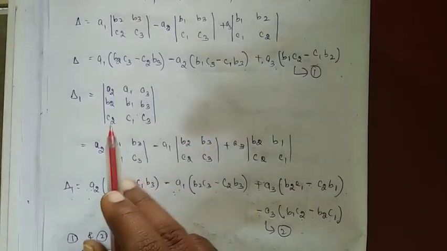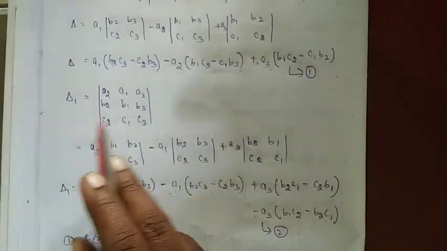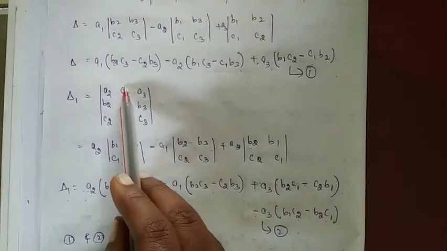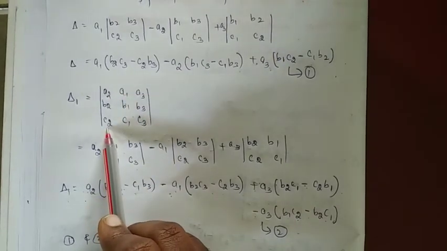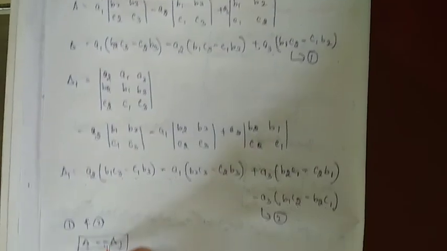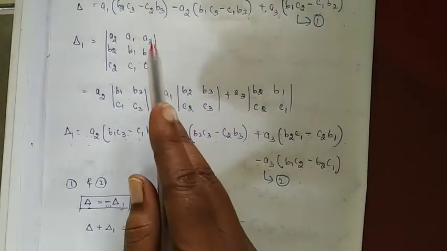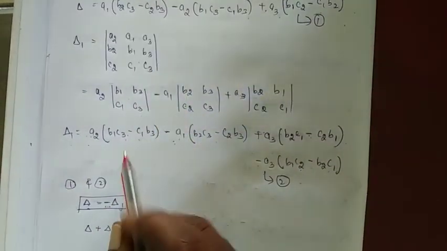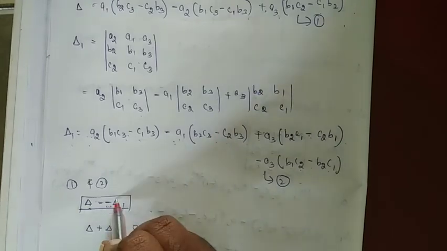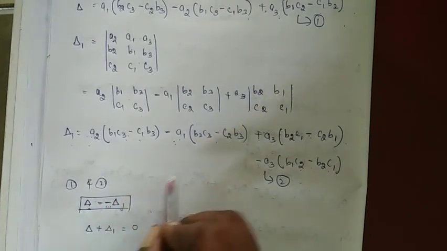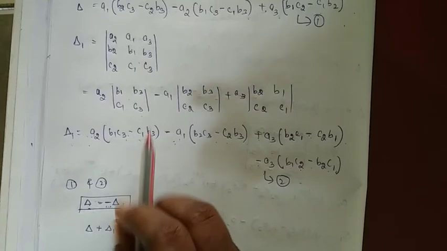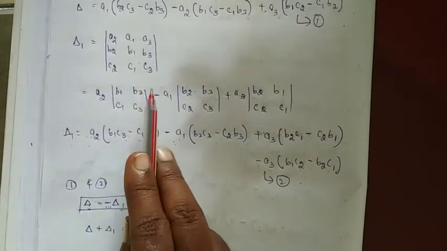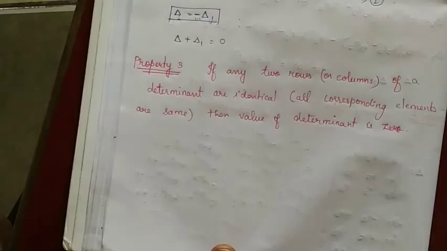How many times I am doing the interchange, that many times I will get the minus sign. Here one time I have interchanged the column, so one minus I got here. If I interchange these two again, I will get one more minus sign there. The minus into minus both will become plus there. This is the next property of the determinant.